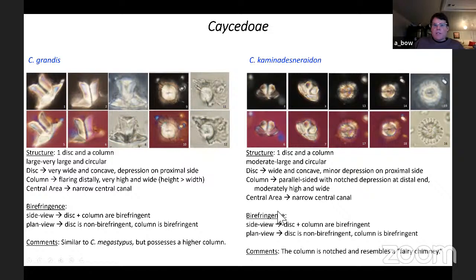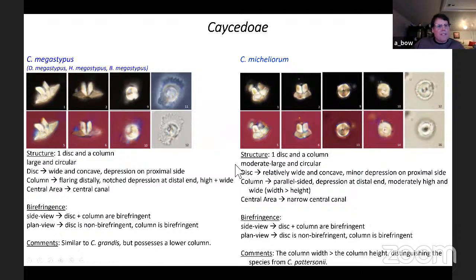New species, Casetoe camina desneratum. Not sure if I even pronounced that right, but there you go. Has a column that is parallel-sided to slightly tapering, and a fairly wide column that resembles a fairy chimney, which it took me a while to even know what that is. Osman named this one, but yeah, so the column represents some sort of chimney form. Casetoe megastypus has a wide and tall column, but not as tall as grandis.